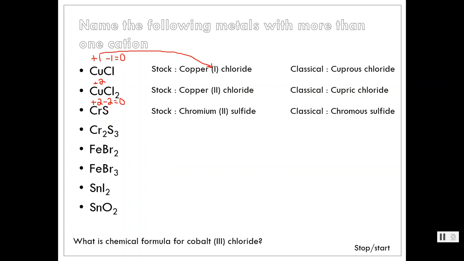So similar thought process for Cr2S3. If each sulfur is a -2, and I've got 3 of them, then the overall charge for that sulfur is a -6. So that means that each chromium, to give me a +6 charge, each chromium has to be a +3. So chromium(III) sulfide or chromic sulfide.